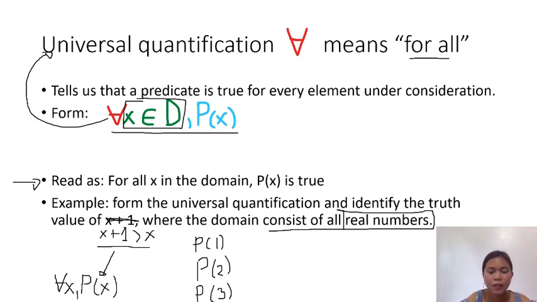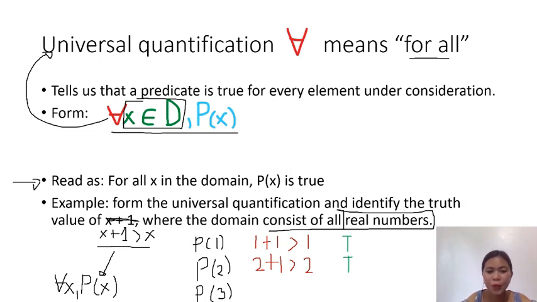Let's try with the first proposition. Our x will be 1, so 1 plus 1 is greater than 1. 1 plus 1 is equal to 2. Is 2 greater than 1? Yes. Therefore, the truth value of proposition 1 is true. Now, let's go to proposition 2. Our x here is 2. So, this is 2 plus 1 greater than 2. 2 plus 1 is equal to 3. Is 3 greater than 2? Yes. So, the truth value here is true for the second proposition.